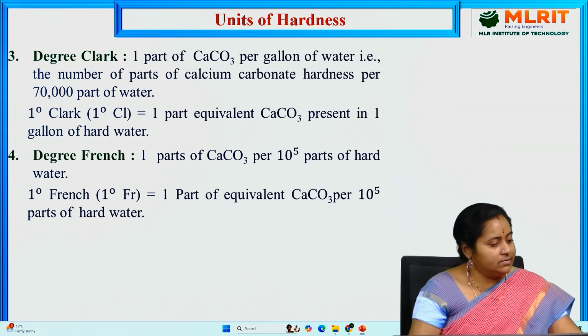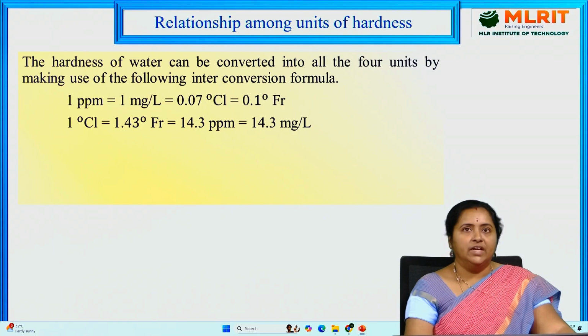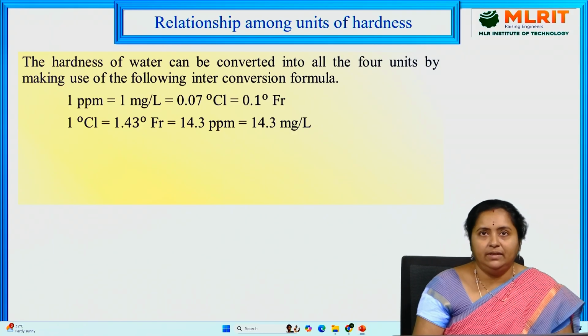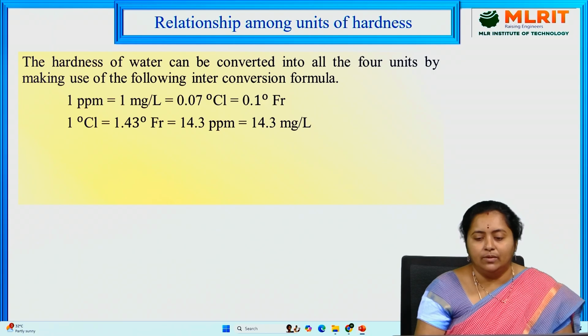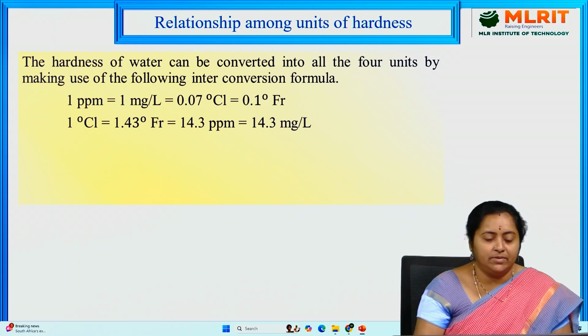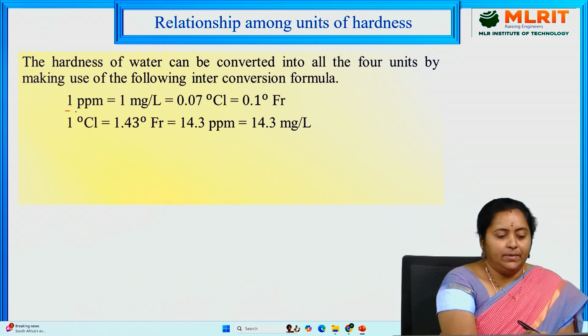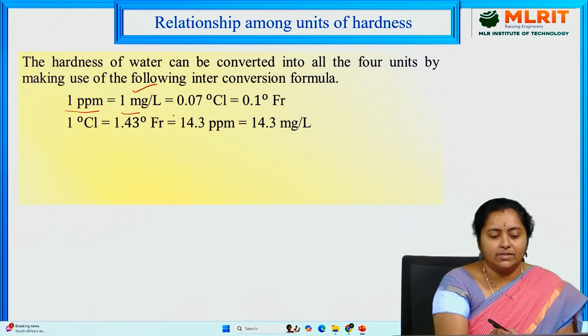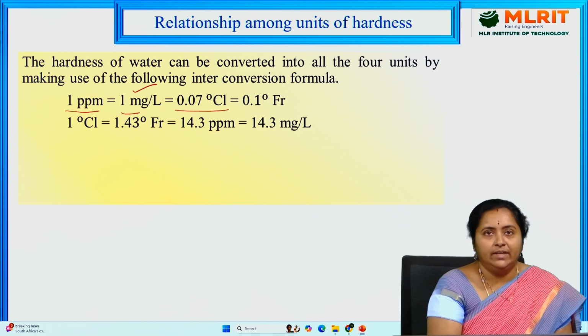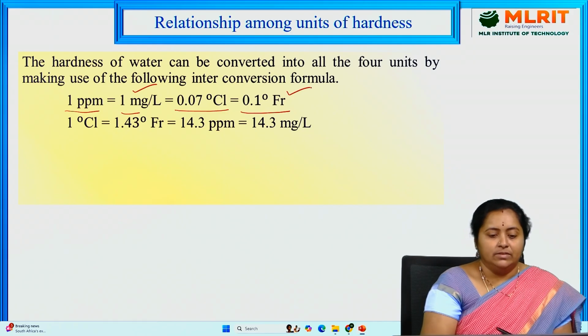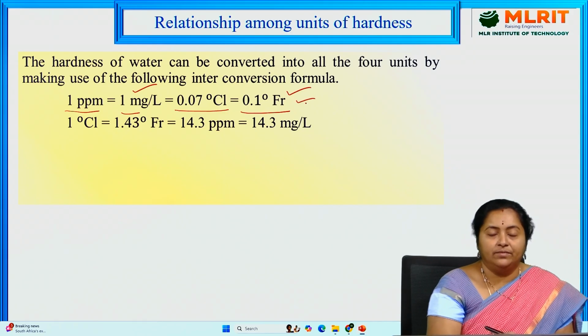So let us know about their relationship. Hardness of water can be converted into all 4 units when we know the interconversion between all the units of hardness. We know that 1 ppm is always equal to 1 milligram per liter. So 1 ppm or 1 milligram per liter is equal to 0.07 degree Clark, and that is equal to 0.1 degree French. So this is one type of interconversion table or formula.